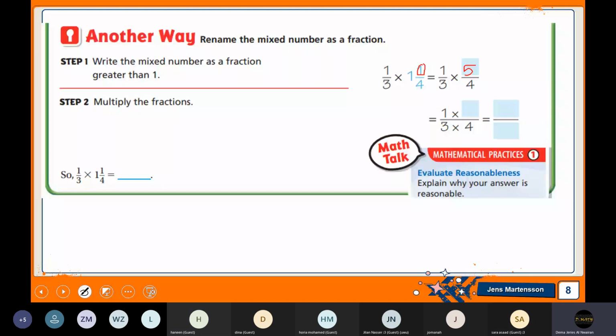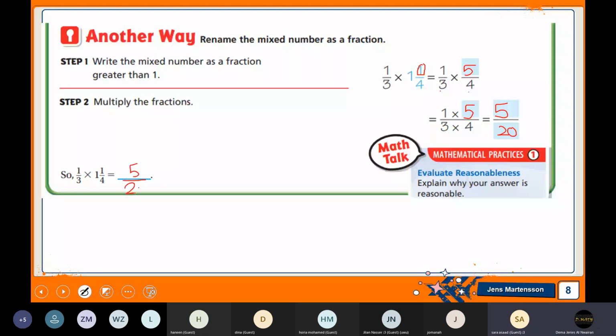In the second step, you will multiply the fractions. We'll multiply 1 times 5 and 3 times 4. So 1 times 5 is what? 5. Good job. And 3 times 4? 12. So the answer is 5 over 12.